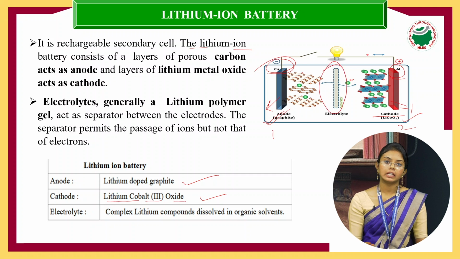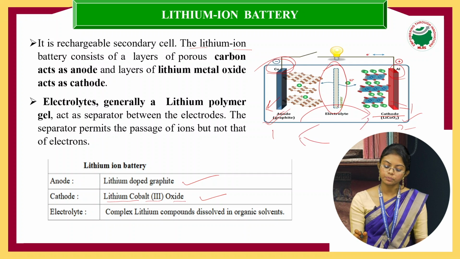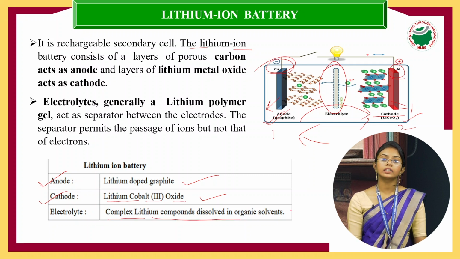These two are separated by a separator. What is the use of this separator? It will allow the passage of ions from anode to cathode, and as it is reversible, again from cathode to anode. So we have understood the anode and cathode, and the electrolyte solution is lithium compounds dissolved in organic solvents.